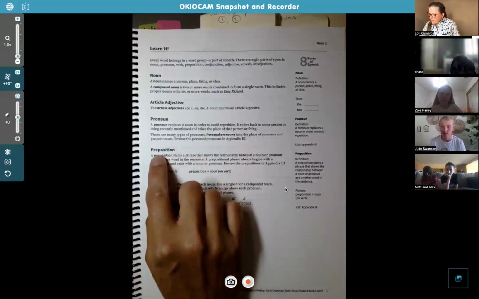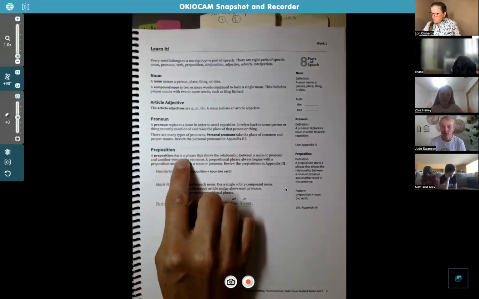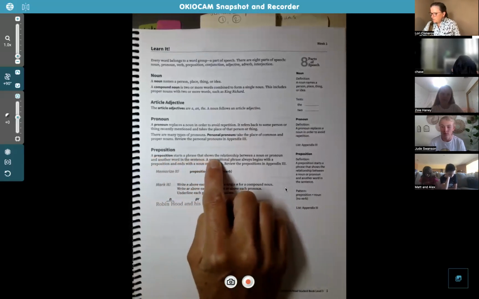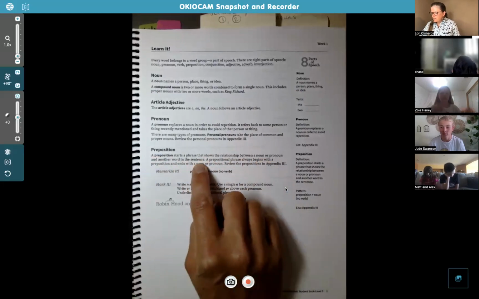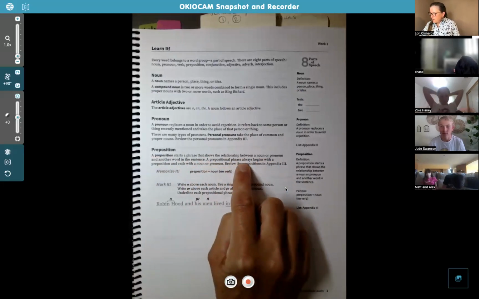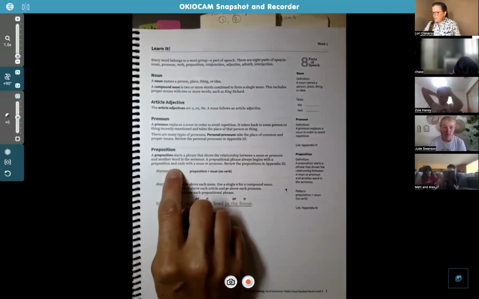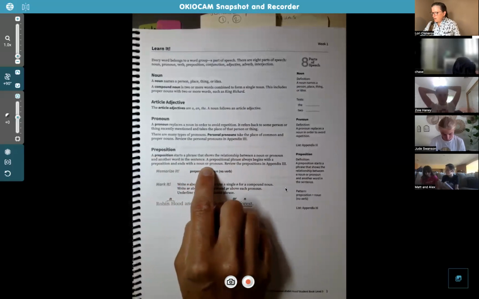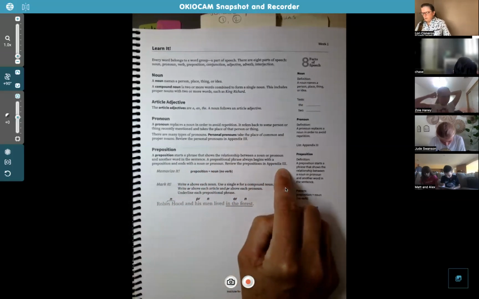Now, we're going to skip down here to preposition. It says a preposition starts a phrase that shows the relationship between a noun or a pronoun and another word in the sentence. So a prepositional phrase always begins with a preposition and ends with a noun or a pronoun. Review the prepositions in Appendix 3.